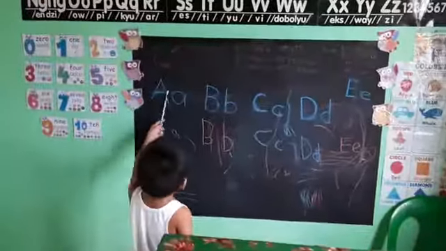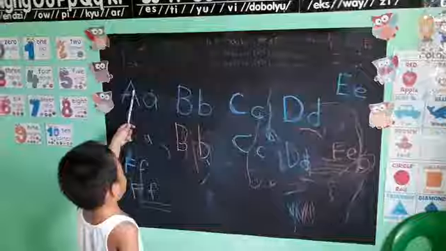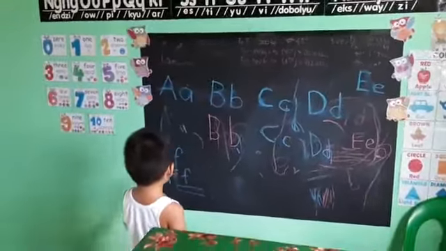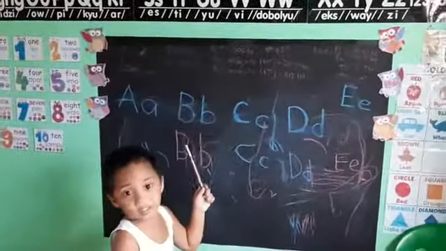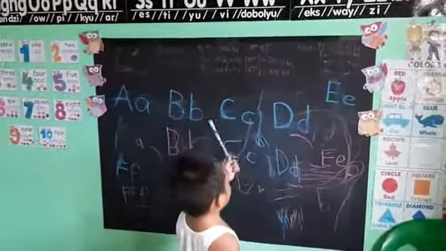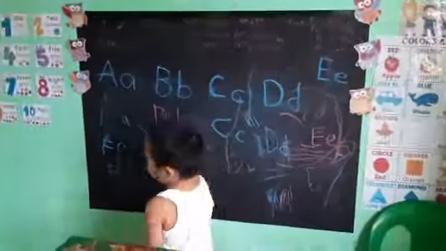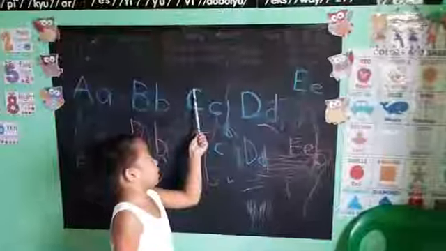Good morning. What letter is this? What letter is that, teacher Chase? That's letter A. What is the sound of letter A? Ah. Okay, how about the next letter, teacher Chase? What letter is that? B. What is the sound? Like a drum. D is for drum.